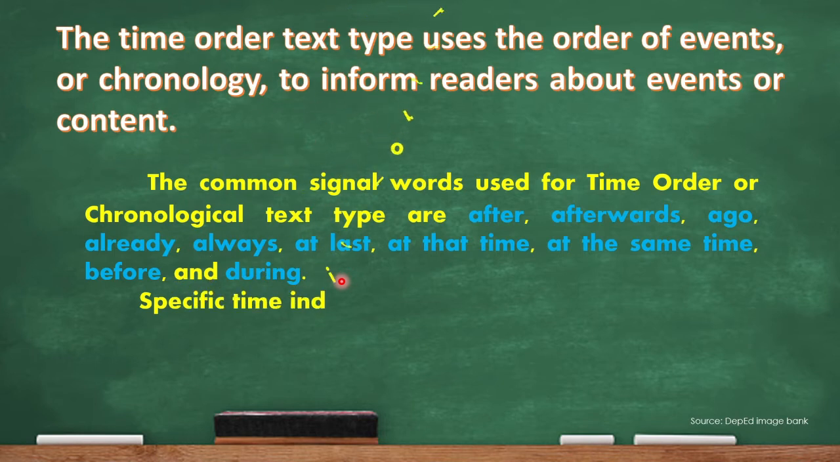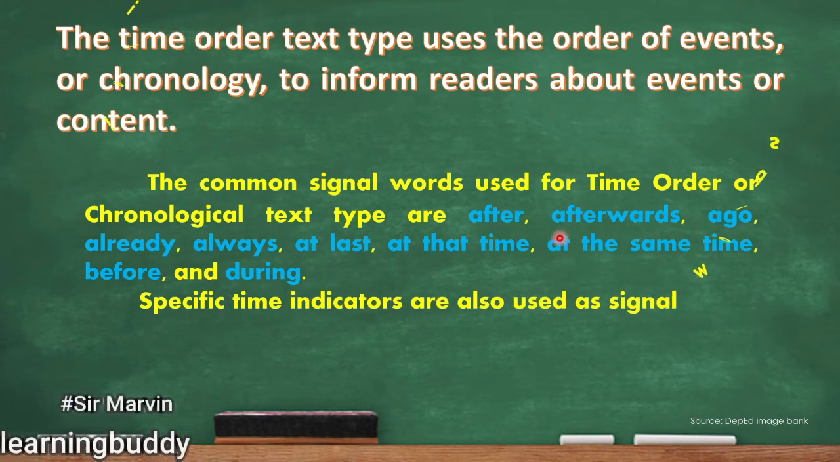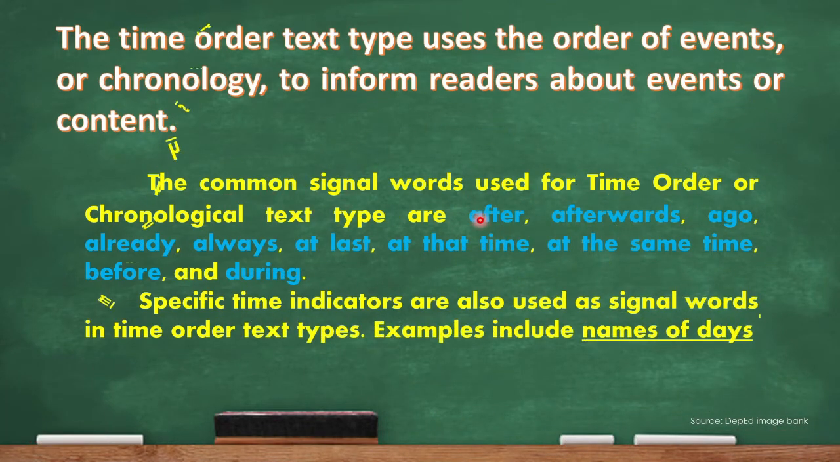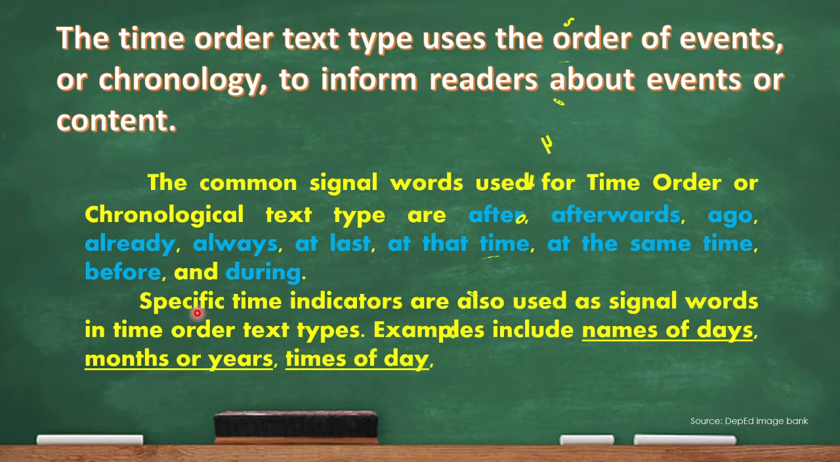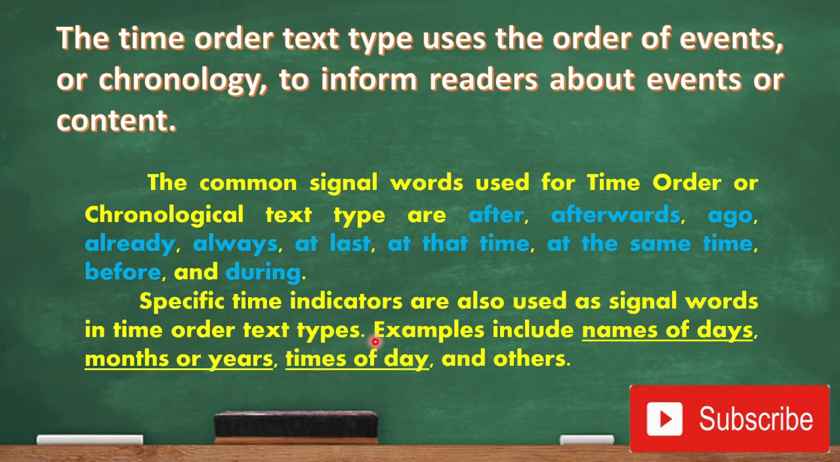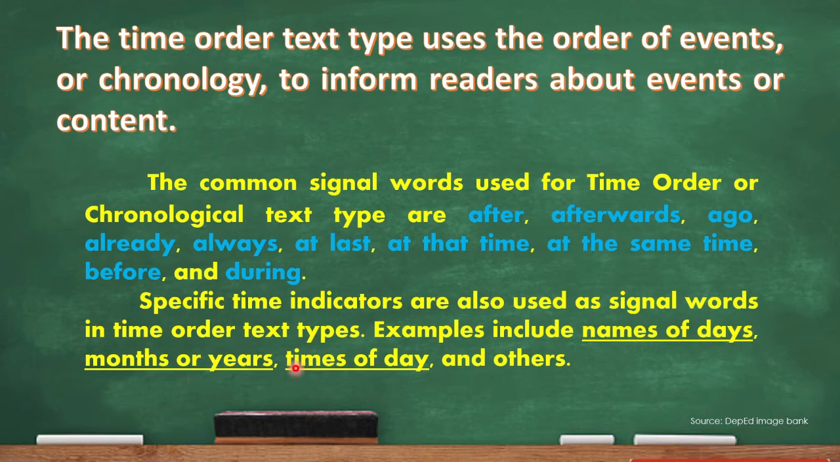Specific time indicators are also used as signal words in time order text types. Names of days, months or years, times of day, and others. So we can say Monday, Tuesday, Wednesday, Thursday, Friday, Saturday, and Sunday. Months, of course, you know those months, and years. And we can also use times of day and others. So these are going to be our indicators for specific time indicators.